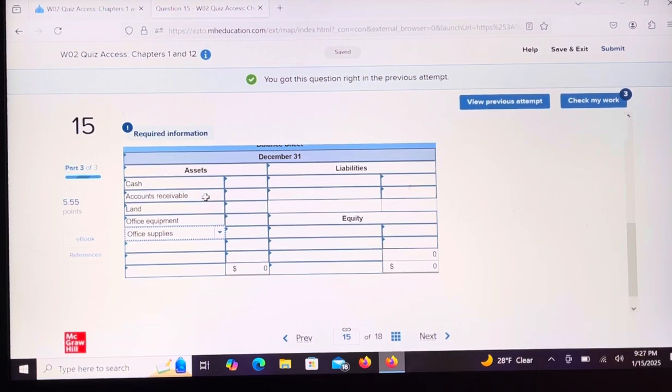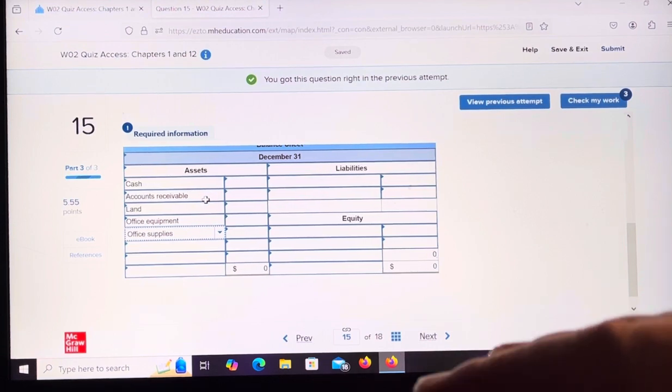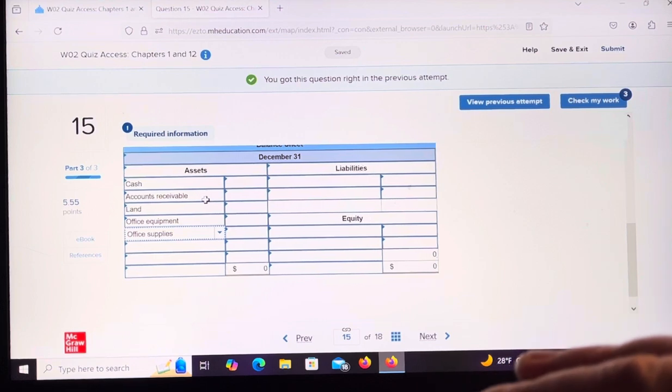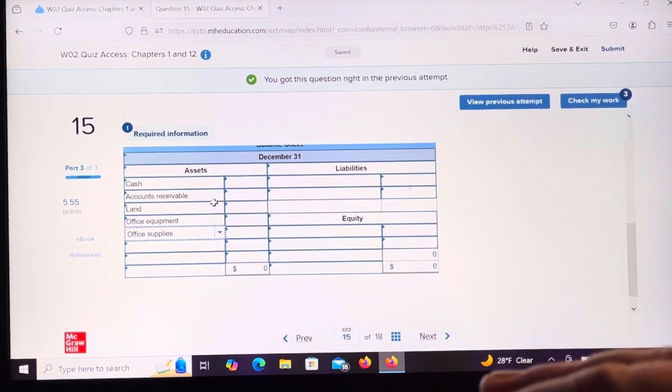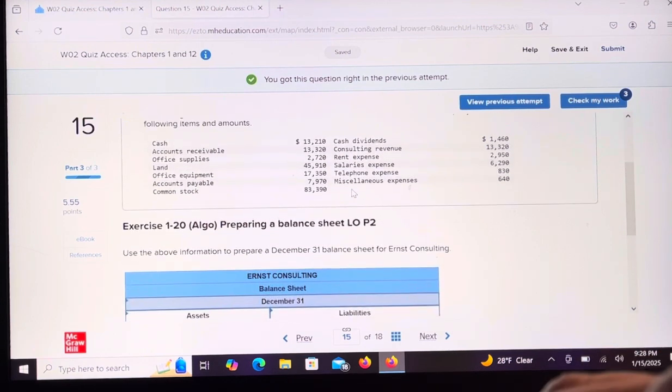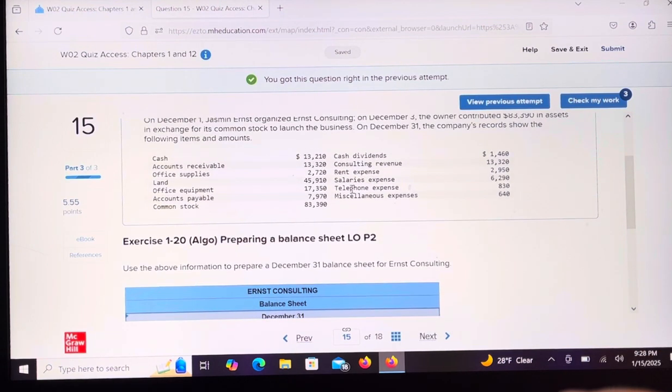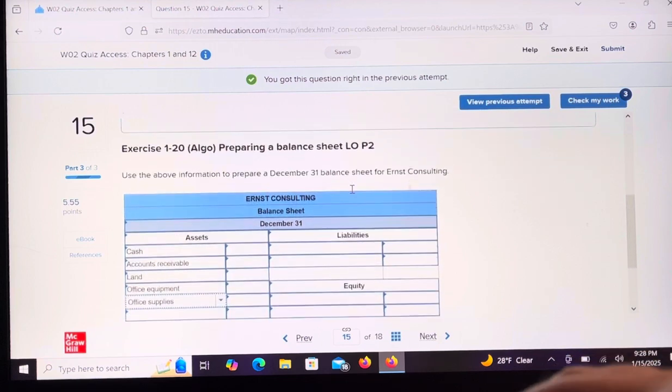Again, be really careful with accounts receivable and accounts payable. Accounts receivable means you're going to receive something, or the business is going to receive something. And accounts payable means you owe something. So that's not an asset, it's a liability. And we scroll up here and sure enough, there is an accounts payable. So it is going to go under the liabilities.